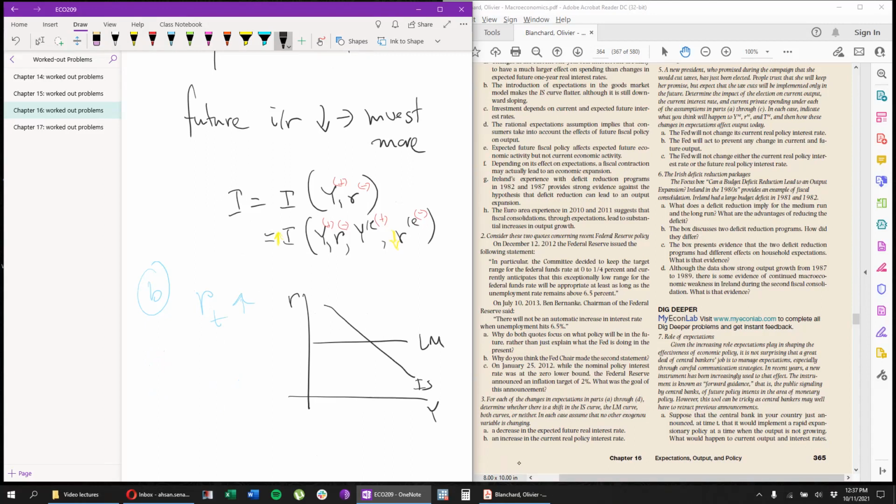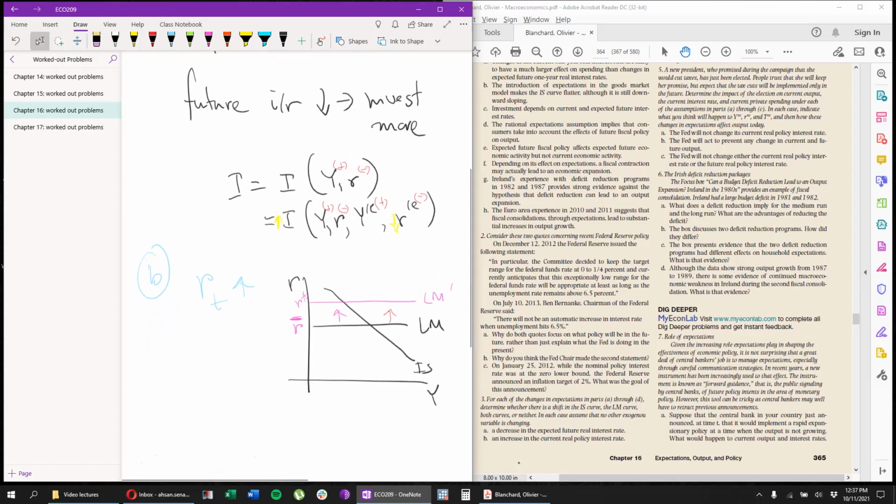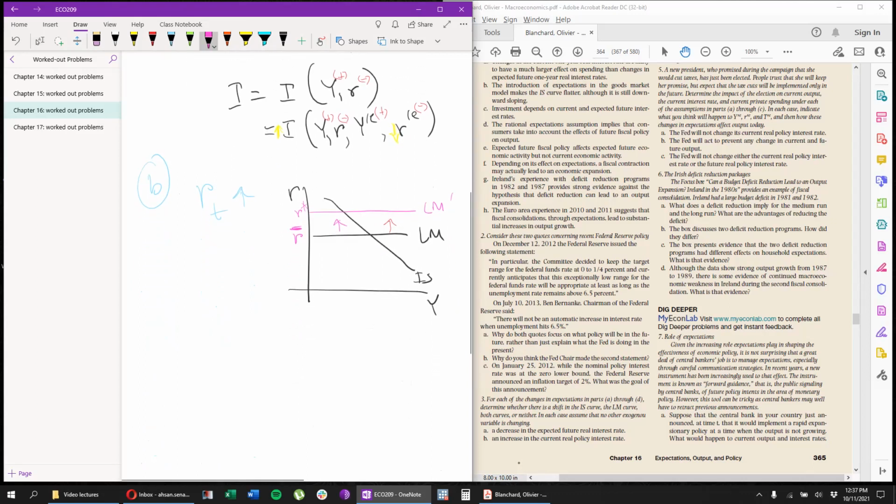LM is going to, what's happening? Increase in the current real policy rate. Right, so LM is going to go up. So we were here where this was our policy rate. Now this is going up to, let's say, R star. So it's gone up. So that's part B. In part A, IS is shifted to the right. Part B, LM is shifting up. Let's do part C.